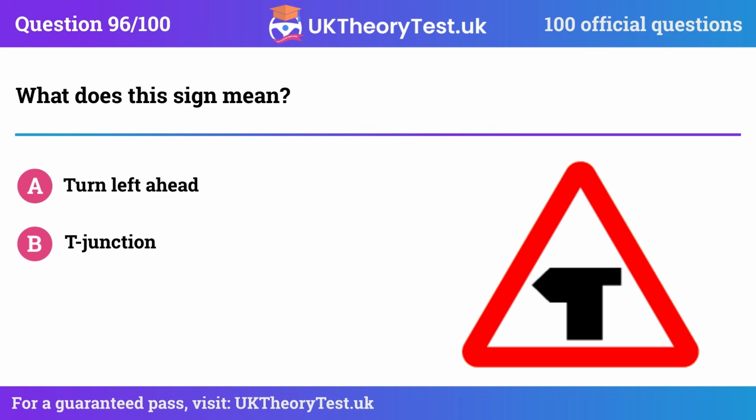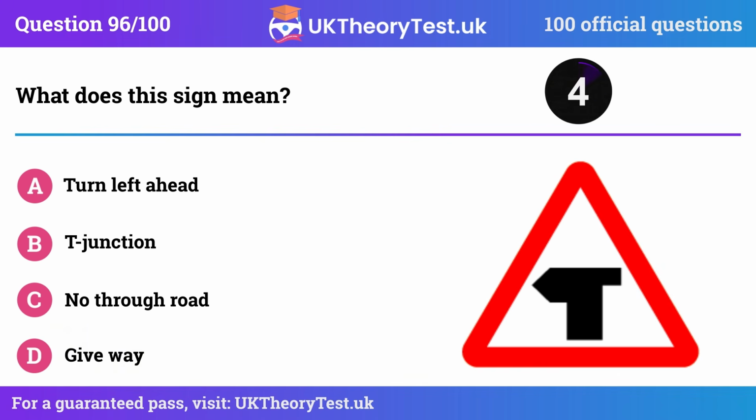B. T-junction. C. No through road. D. Give way. The correct answer is B. T-junction.